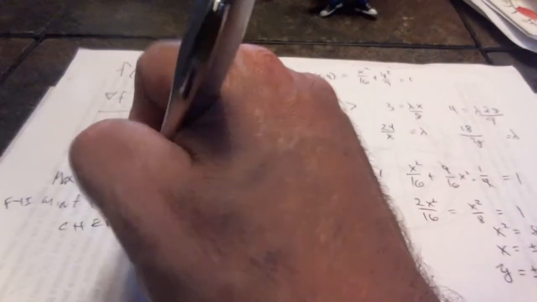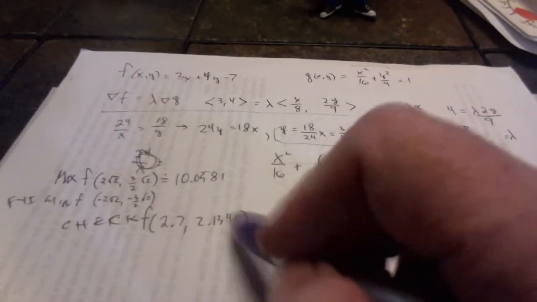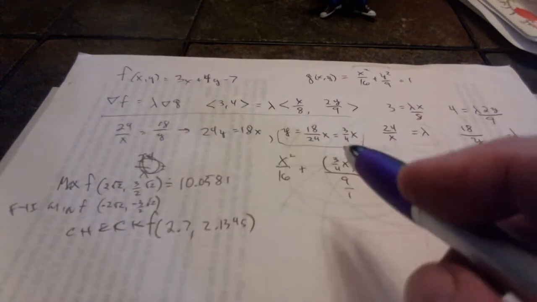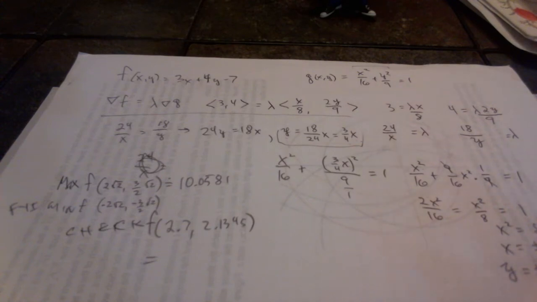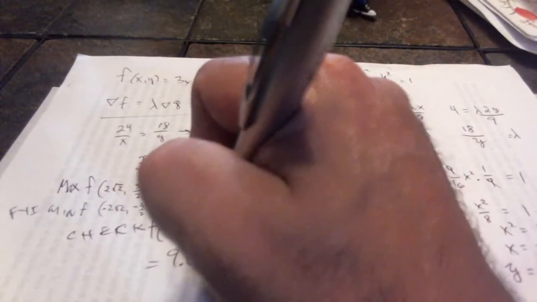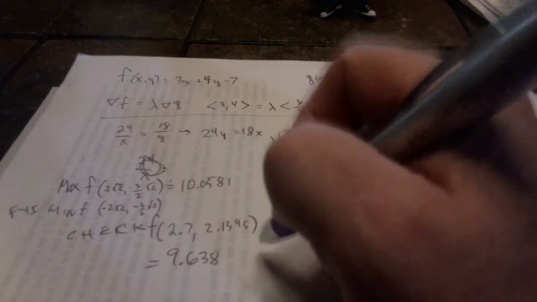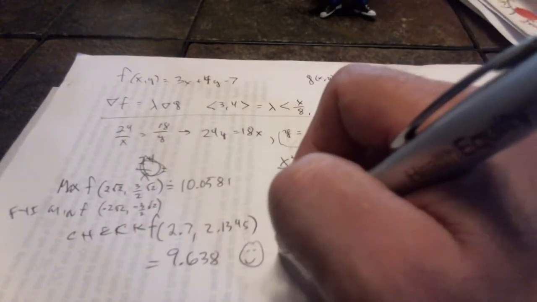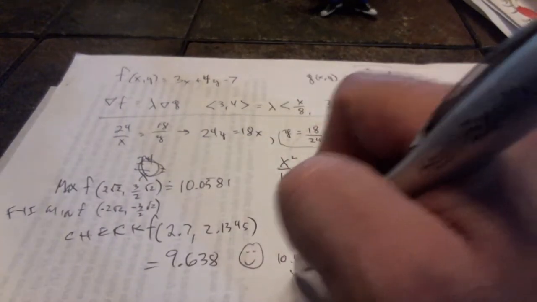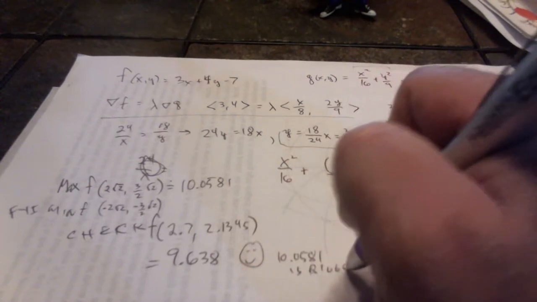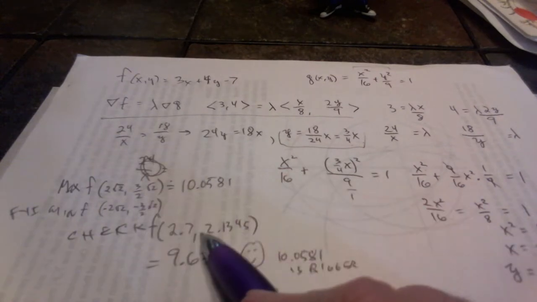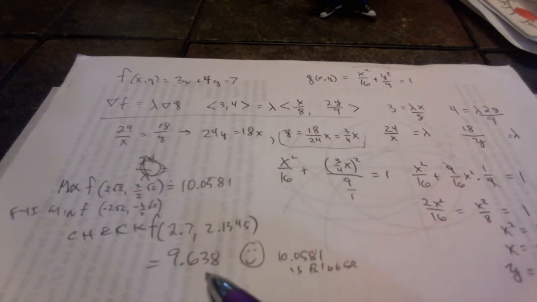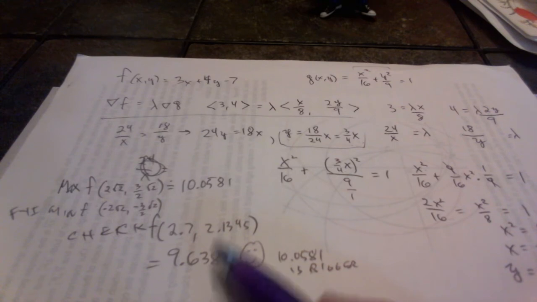So I did f of 2.7, 2.1345. I did that work off to the side. And this came out to be, on my calculator, 9.638. A very nice thing. I get a smiley face because 10.0581 is bigger. So I went a little bit away from that point on the ellipse. I got another point on the ellipse, and I got a lower f value. That's evidence that that could be the max. That looks really good to me.